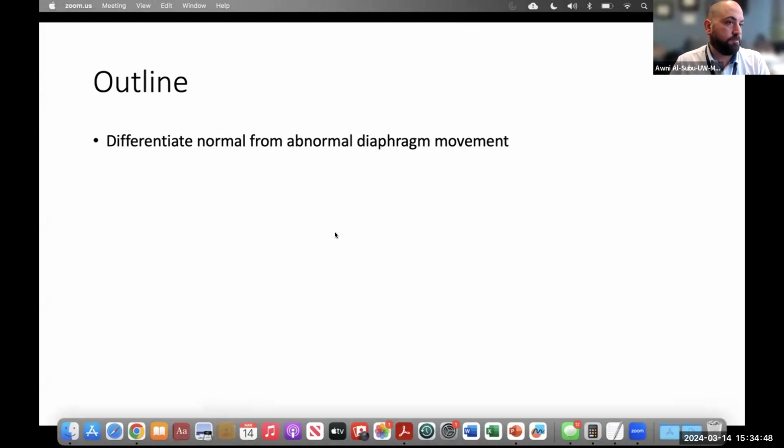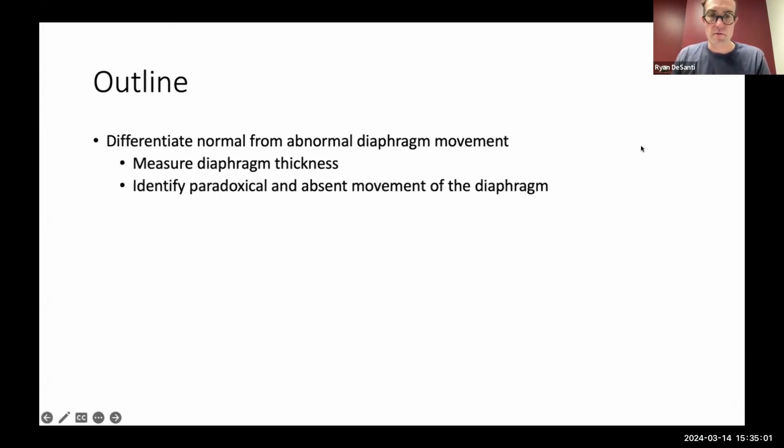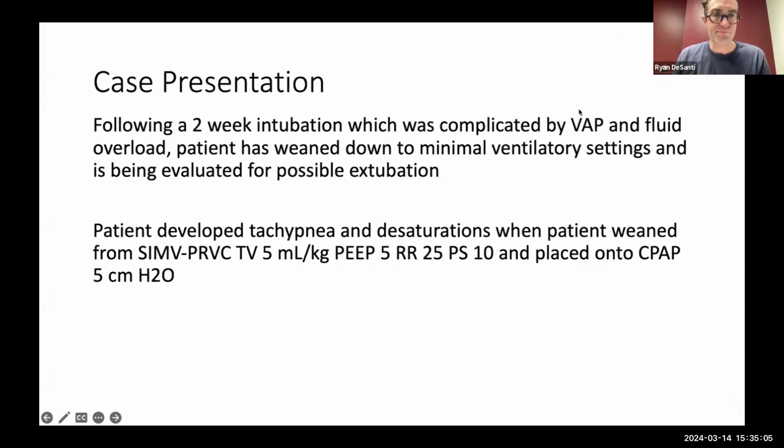Yes. Okay, so the goals for the second half of the presentation are just to differentiate normal from abnormal diaphragm movement. This includes measuring diaphragm thickness, and then identifying paradoxical and absent movement of the diaphragm.